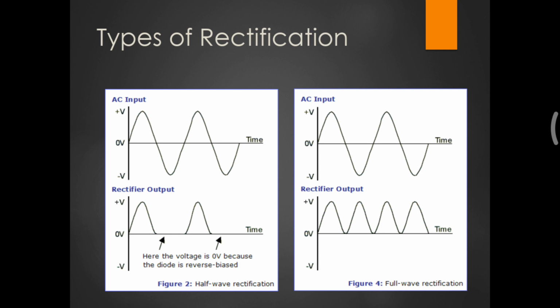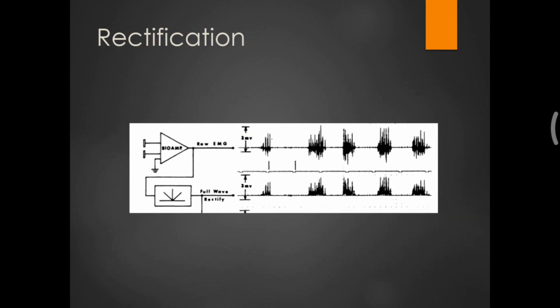These are the processes which go on within the equipment. Here you can see the picture in the top panel of a raw EMG and a rectified EMG.